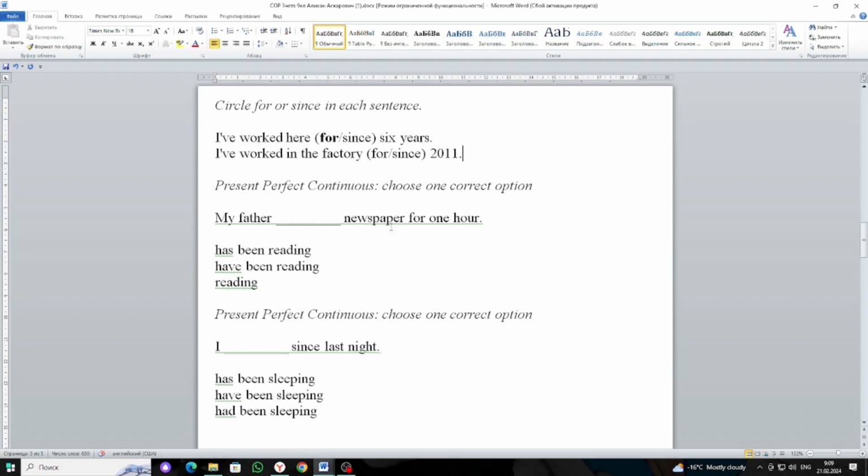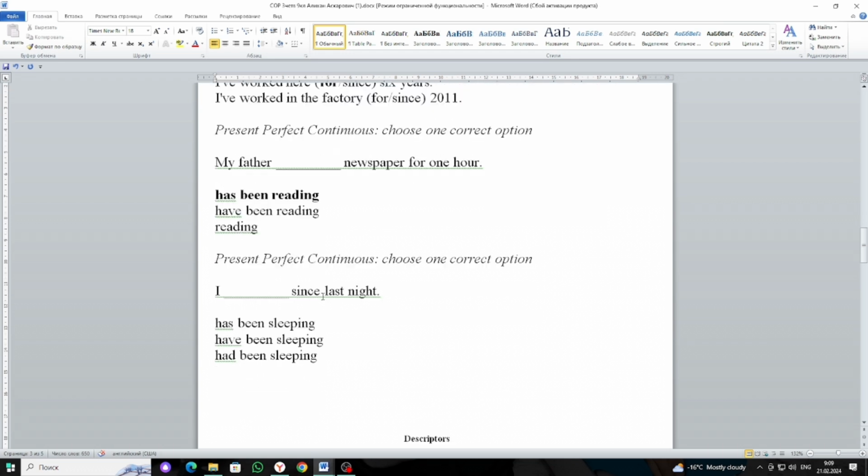Next, present perfect continuous. My father has been reading newspaper for 1 hour. Менің әкем 1 сағаттан бері газет оқып отыр. Яғни біз 3-ші шаққа my father 3-ші шақ болғандықтан has қоямыз.